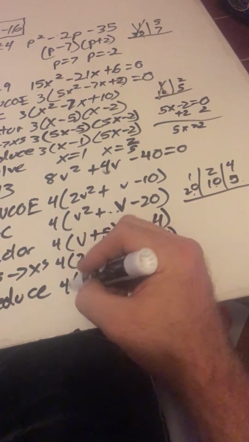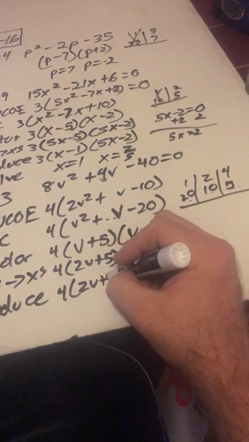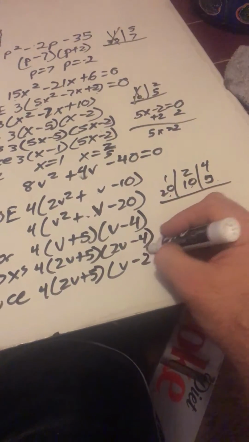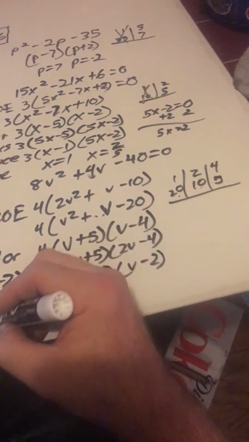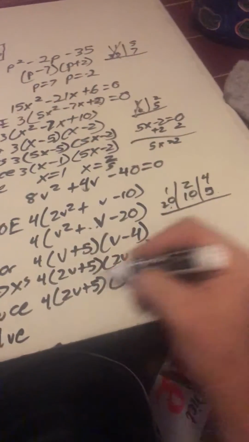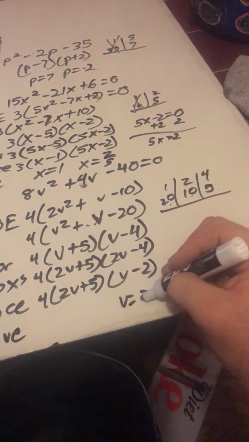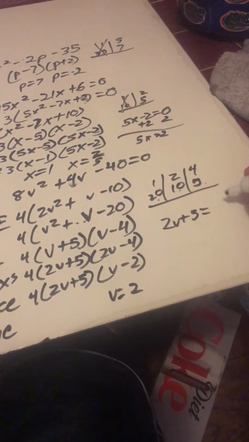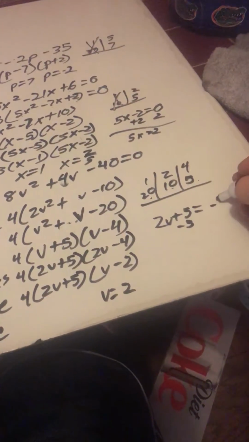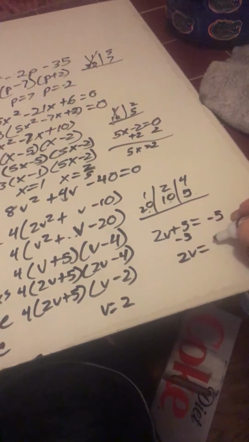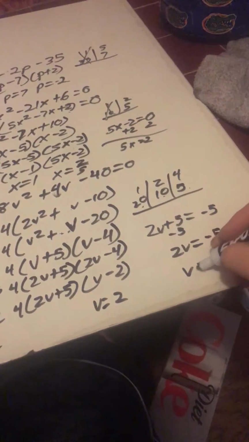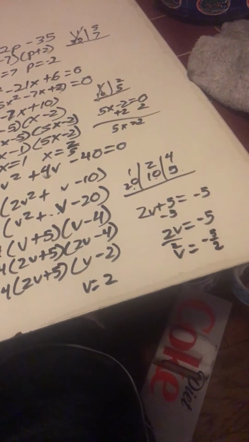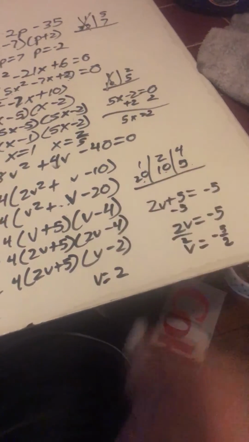So now I have v. 2v plus 5. 2 and 5 don't share anything. But these do. They share a 2. v minus 2. So now I solve. This one I already know. Take the opposite of it. v is 2. What is this one? 2v plus 5. Subtract 5, subtract 5. 2v is negative 5. v is equal to negative 5 over 2. All right, so those are my solutions.